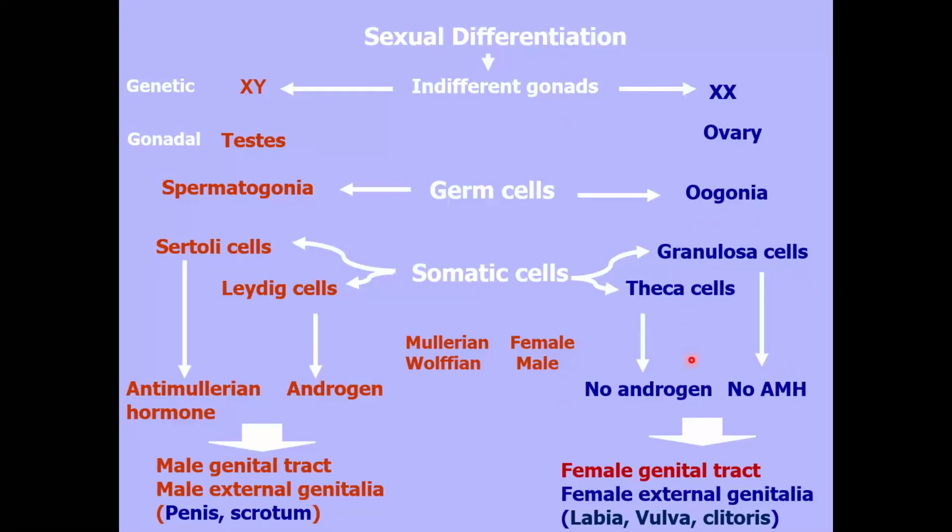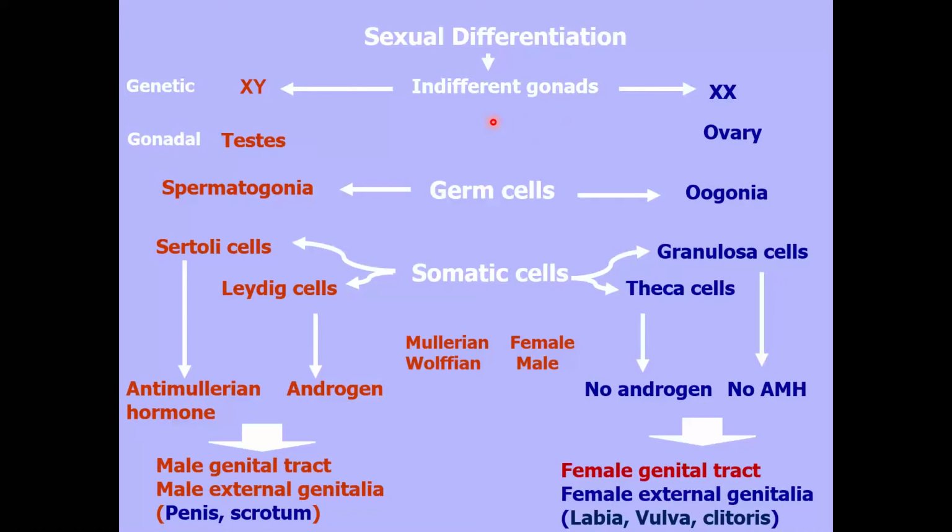Now, the granulosa cells will not produce also the AMH, and that is the anti-Mullerian hormone. And for the Mullerian duct to regress, it is required this hormone, the anti-Mullerian hormone. So the anti-Mullerian hormone, as we said before, inhibits the Mullerian duct development and the female reproductive system. So if there is no AMH, then the Mullerian duct will develop, and the female genital tract will develop, and we'll see the female external genitalia as well, which include the labia, vulva, and the clitoris.